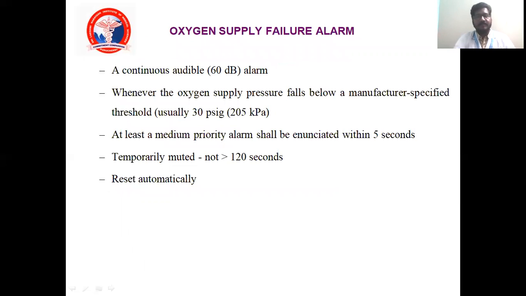Oxygen supply failure alarm. This is a very, very important safety mechanism. It is a continuous audible 60 decibel alarm whenever the oxygen supply pressure falls below a manufacturer specified threshold, usually 30 psig. At least a medium priority alarm shall be initiated within 5 seconds. It can be temporarily muted, not more than 120 seconds. It resets automatically. It is a very, very important safety feature in the intermediate low pressure system.